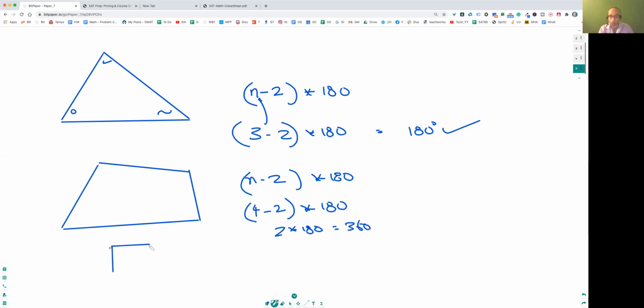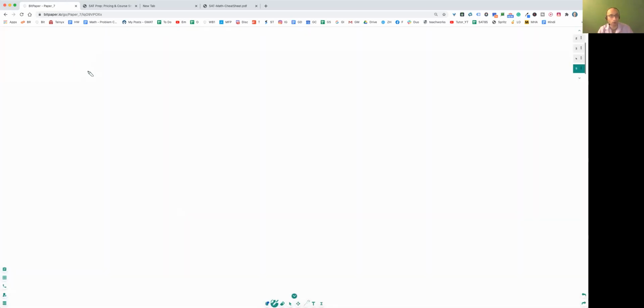So if you look at a square, it's got 4 sides, right? It's got 4 sides. All of these are 90. 90 plus 90 plus 90 plus 90 gives you 360. So the question for you now is, what is the sum of all the angles in a hexagon?